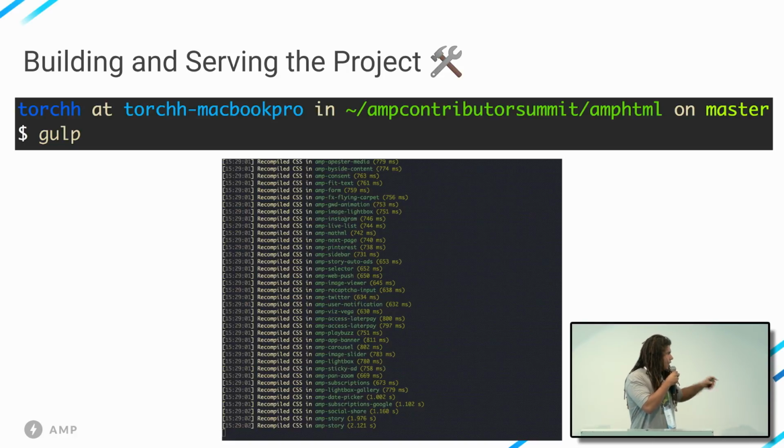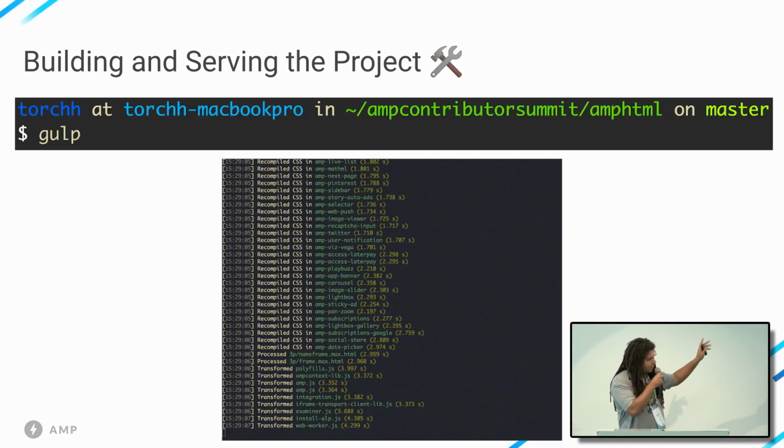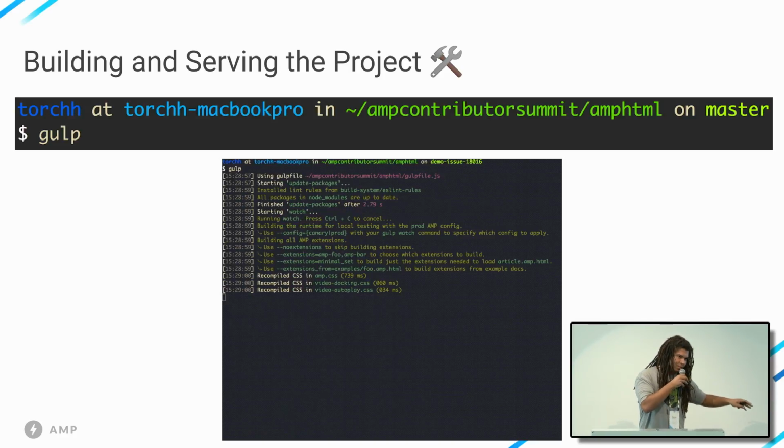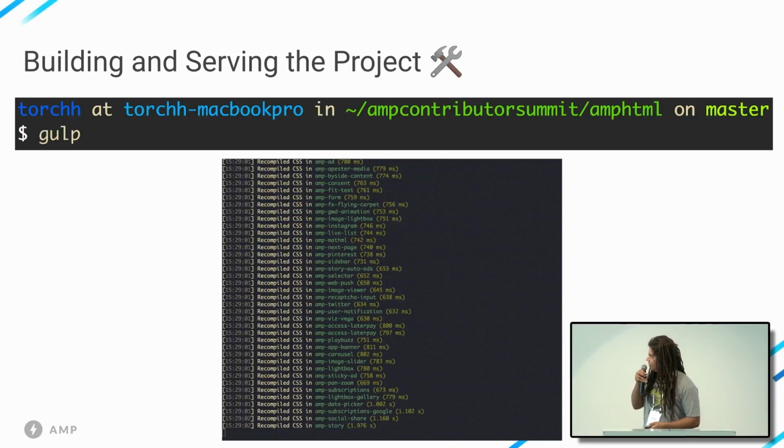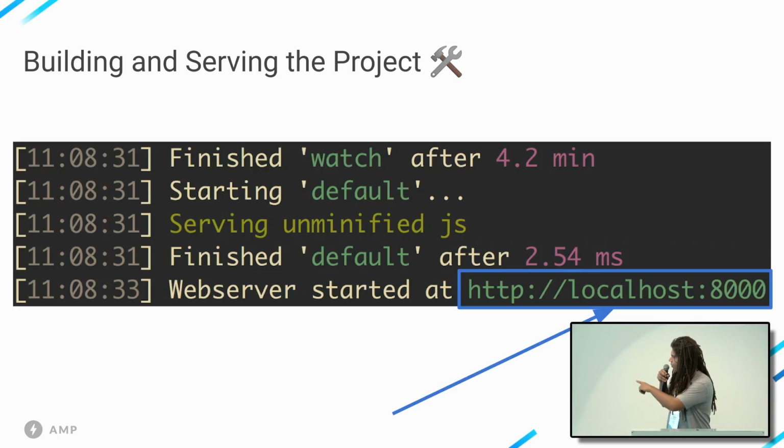It takes a little bit because the project's kind of big, and then a bunch of text is going to fly by and you're like, what's going on? But it's okay. It's just happening. It's building, doing stuff, and then eventually you're going to get to this point. Web server started at http://localhost:8000. And so that is a URL.